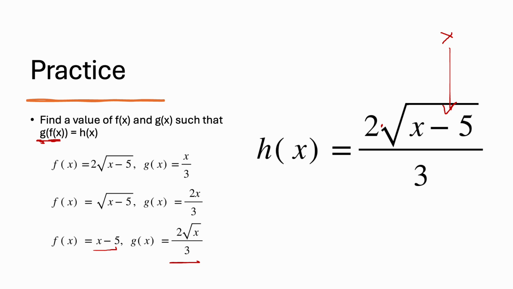Now, what if our little segment that we choose is actually the square root of x minus 5? So in this case, we're going to replace this entire thing with x for g of x. So first of all, if it's square root of x minus 5, we're doing this one, right? And if we're replacing this with x, we're going to get 2 times x over 3, which is what we have here. So this one's correct.